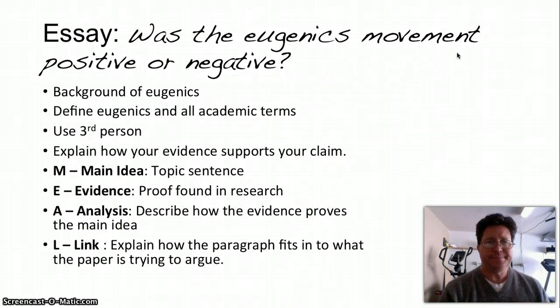So the overall prompt from the essay was, is the eugenics movement positive or negative? And I asked my students to write in the 3rd person. I asked them to define the academic terms they use because they're showing off for their teacher. And I remind them that in a background paragraph or an introductory paragraph, it should be about 5 to 8 sentences, and it should really demonstrate that you are an expert on this area. Lastly, we use this technique called the meal paragraph, which is main idea, evidence, analysis, where you describe what the evidence means, and then you link it back to the main idea, or in this case, your argument.